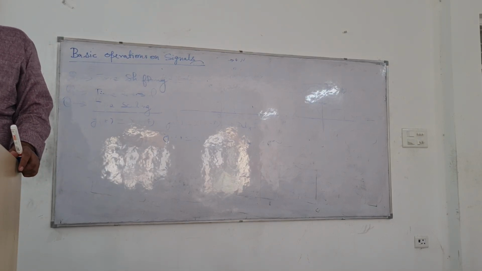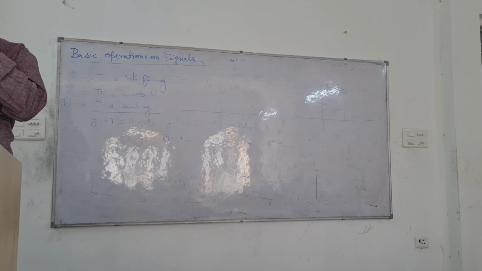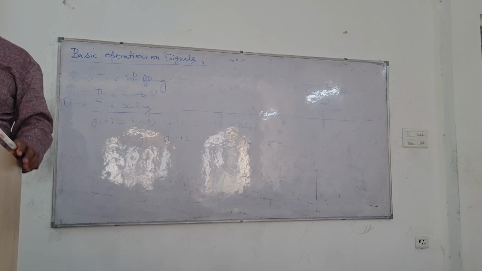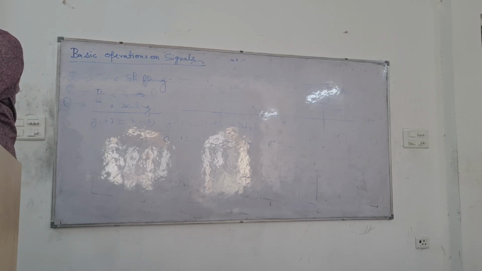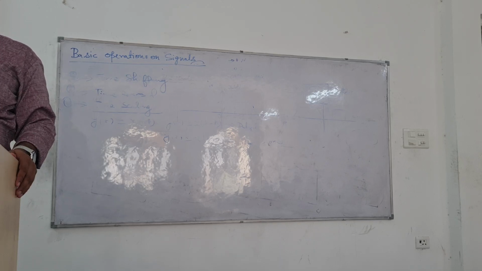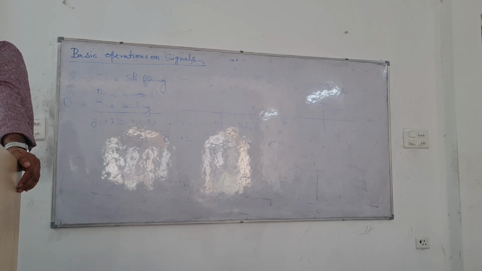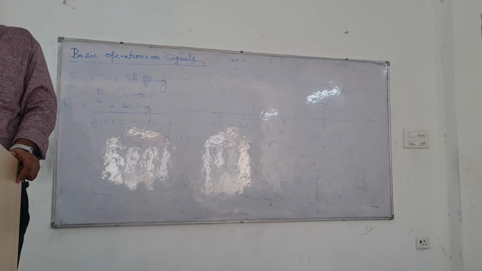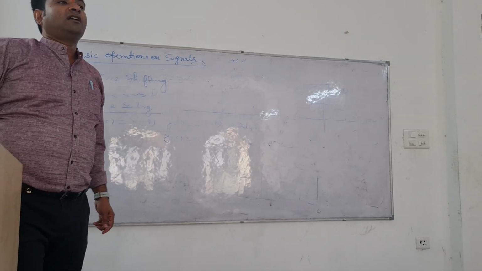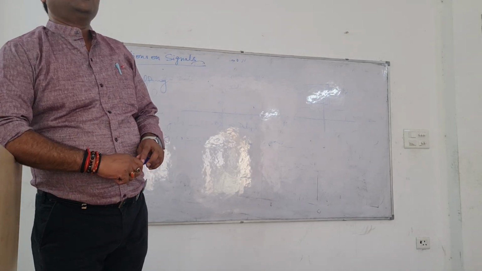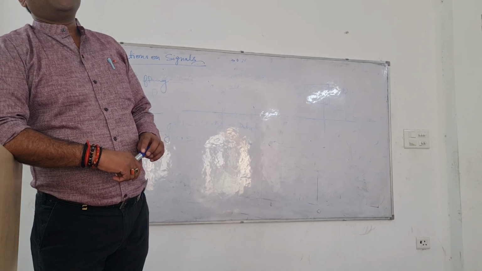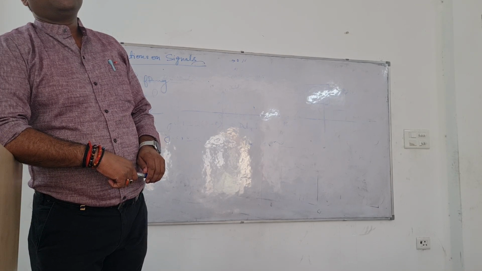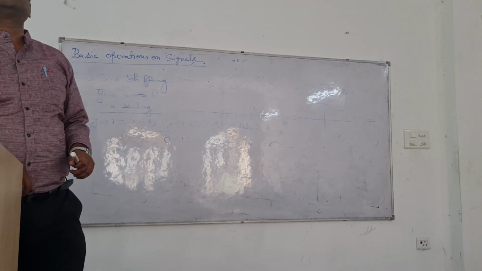The basic operations on the signals. I have discussed in the previous lecture the basic operations on signals. In the previous class, I discussed the basic operations like time shifting, time reversal, and time scaling. These operations are on the independent variable. Then other operations are amplitude scaling, multiplications, and additions. These are the operations on the dependent variables.